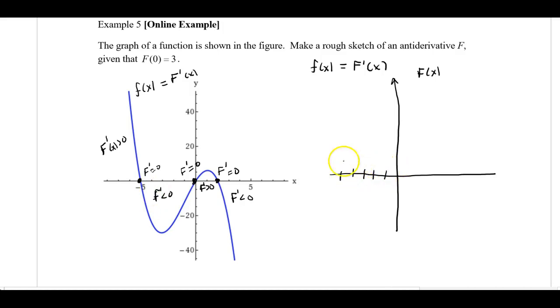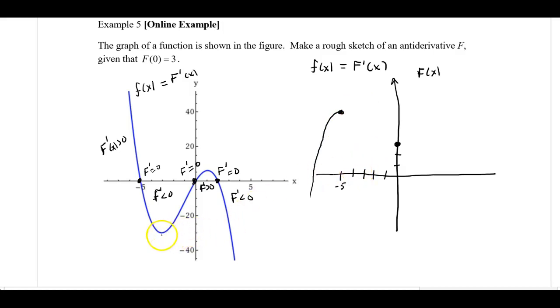We were given the initial condition that F of 0 is 3. So let's go ahead and make sure we have that point. At -5, we're going to have a local max. So at -5, let's say maybe right about here. That's going to be our local max. And so F is increasing to that point, and then decreasing afterwards.